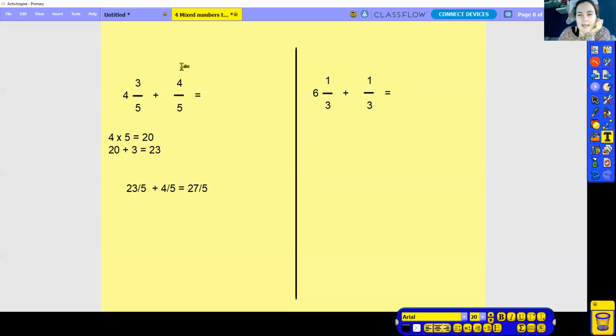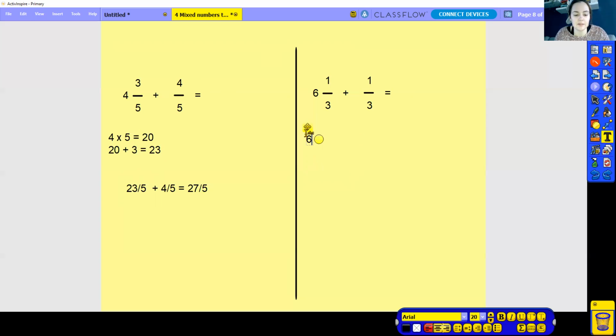Okay, so you can see how I made the mixed number into an improper fraction first, and then I added them together. Okay, could you have a go at doing that for the right-hand side? So please pause this video and have a go at doing the same thing, but for the right-hand side. Okay, well done.